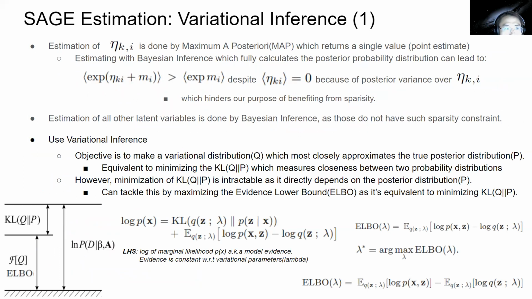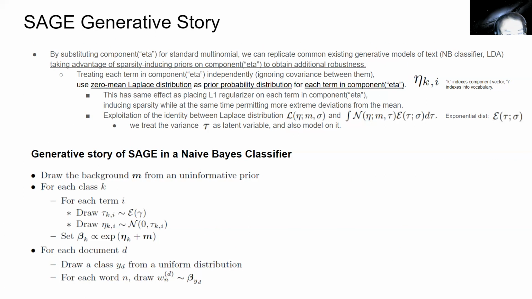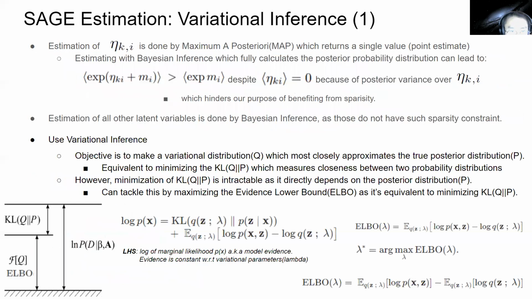Now we have generated, so of course we would want to estimate. Since we generated with some randomness, we just drew tau, the variance, and eta, the component vector. Now we want them to be the right values, so we are trying to converge to the right value, which is the SAGE estimation part.